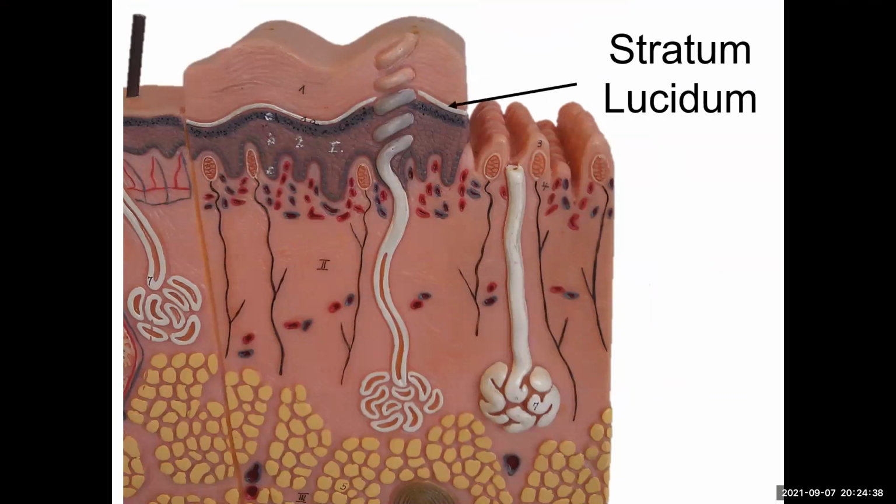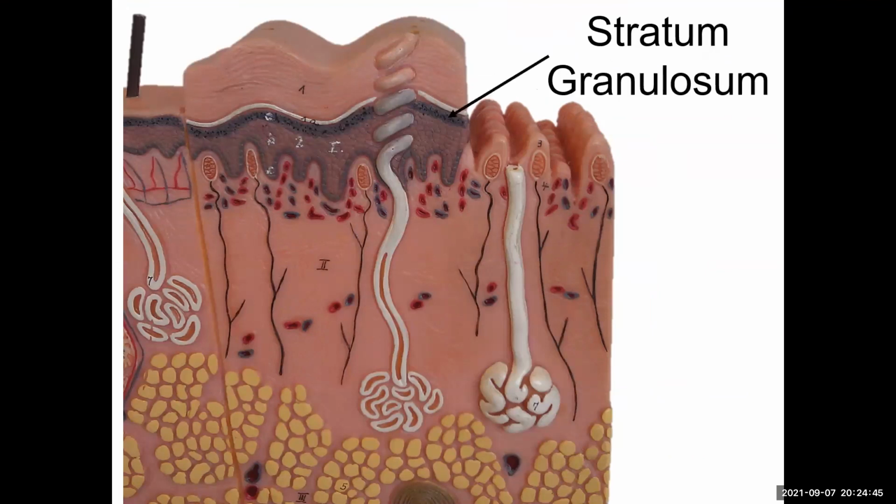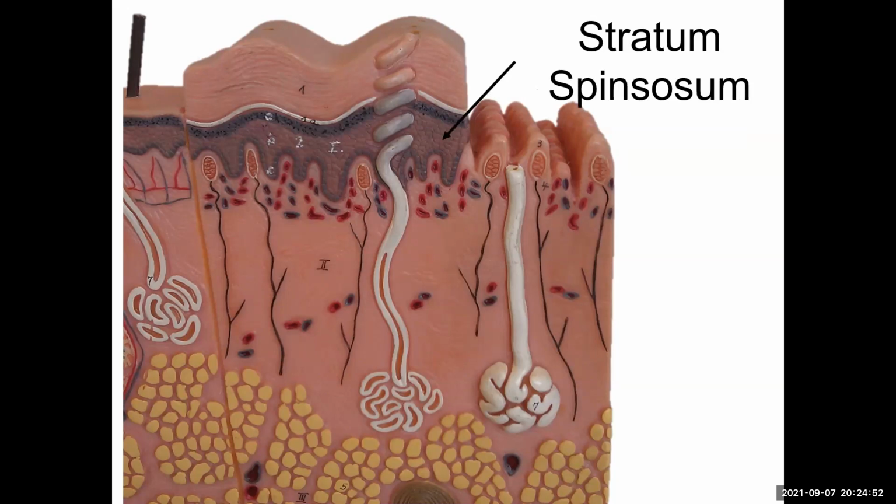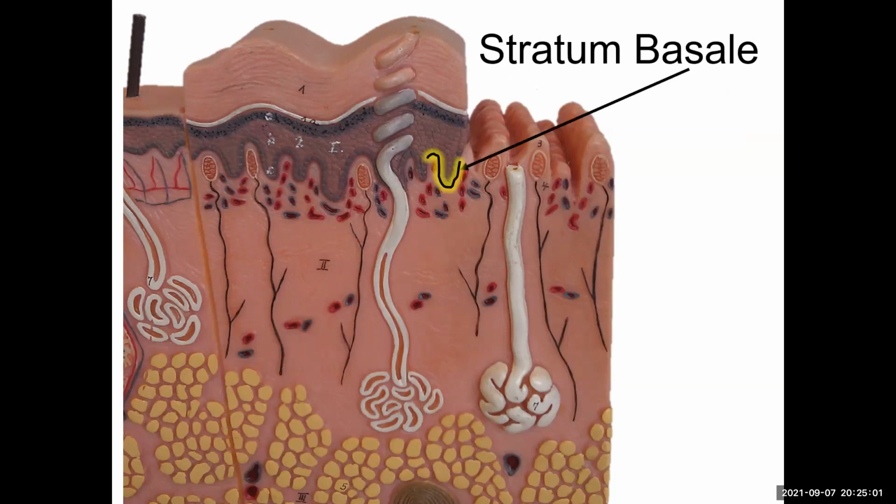Right below it is going to be the stratum lucidum. It's represented by that white/yellow line in your lab atlas. Then below that is the stratum granulosum. Then deeper to that is the stratum spinosum. On my screen, it looks brown. And then the dark brown or possibly black is the stratum basale. And that's the deepest layer there.